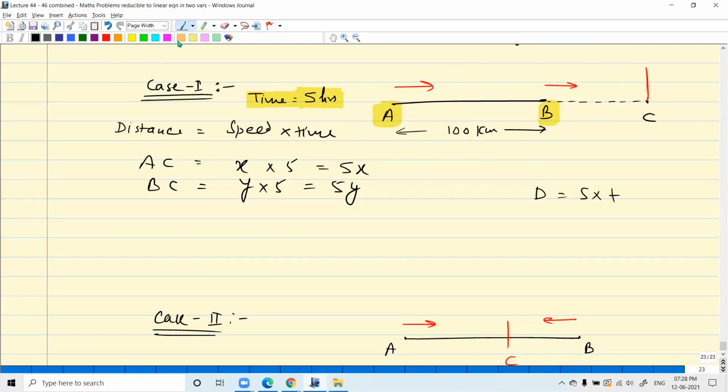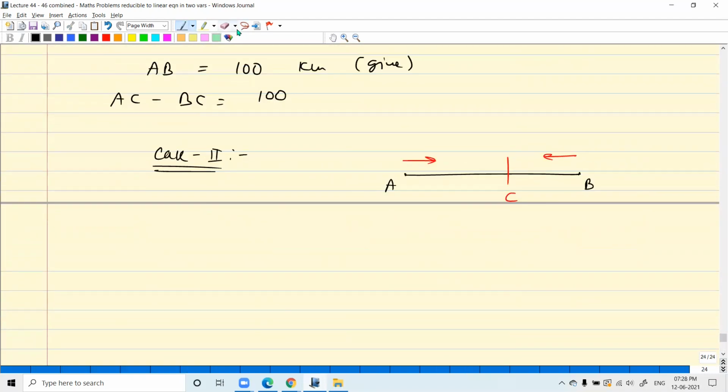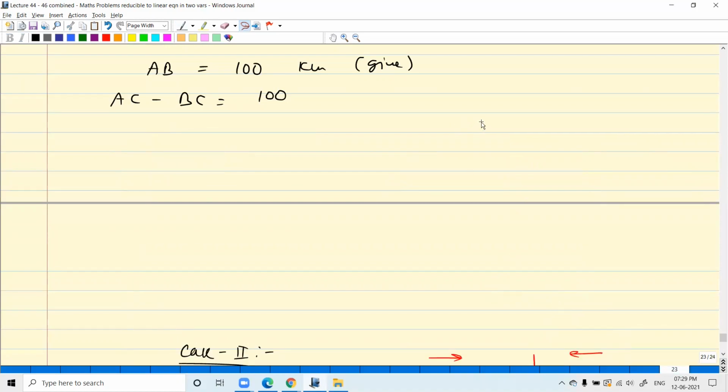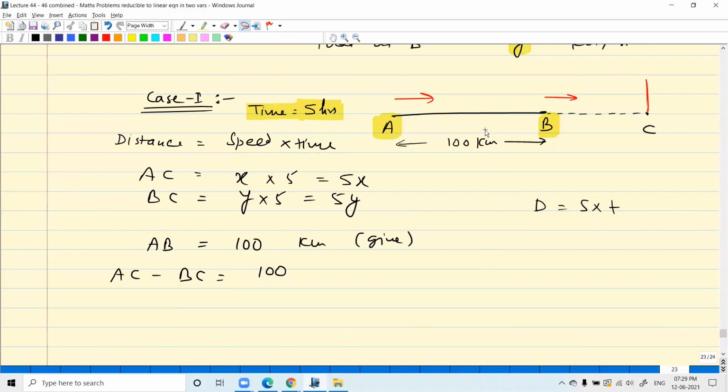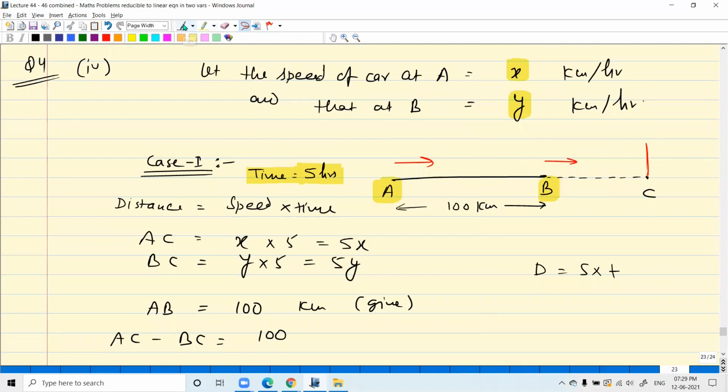So can you not find out? We know that AB is equal to 100 kilometers, it's given. And what is AB? AB is nothing but AC minus BC. So AC minus BC is 100, so that will help us to get our equation. So let me move this from here. Ritesh, is it clear to you?